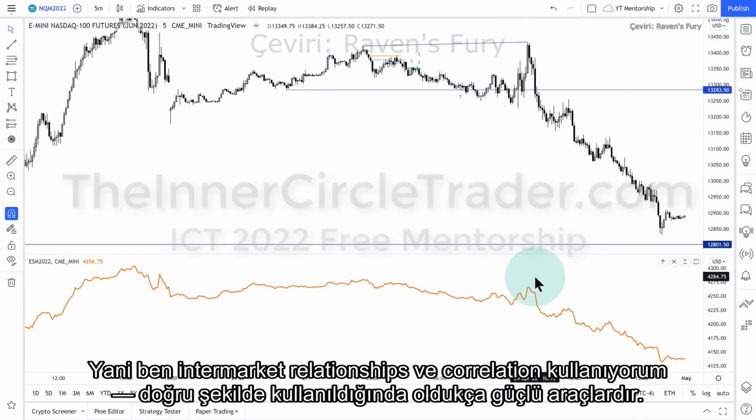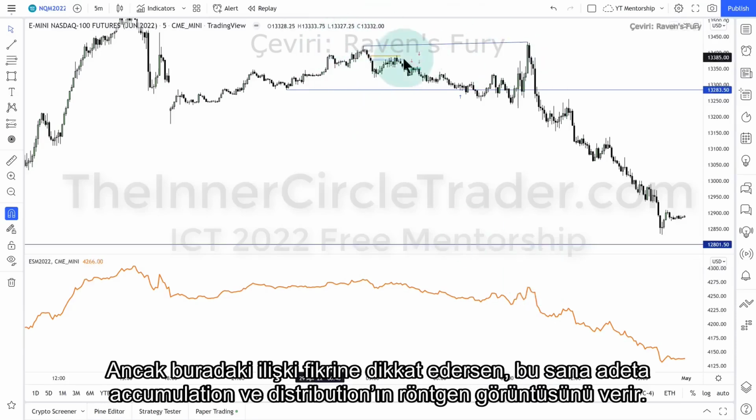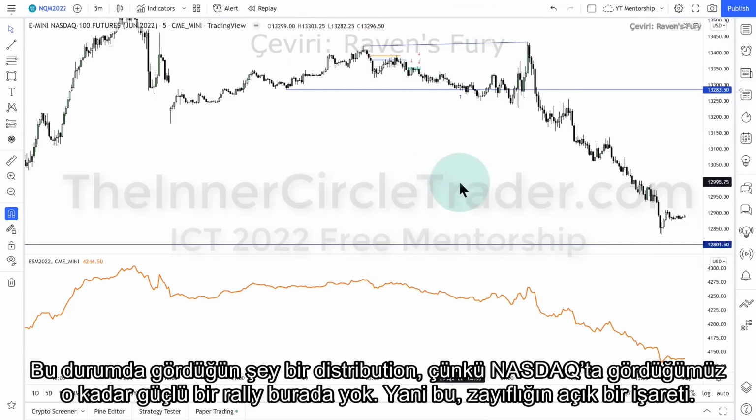So I use intermarket relationships and correlation used properly. There's a lot of people out there talking about correlation, they have no idea what they're talking about. But if you look at the idea of this relationship here, it gives you like an x-ray view of real accumulation and distribution. This is distribution because it doesn't see the same rally higher that the NASDAQ did.